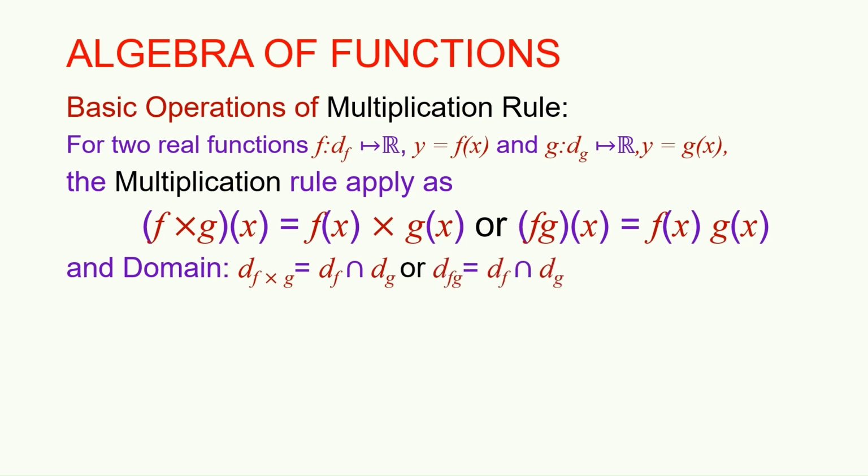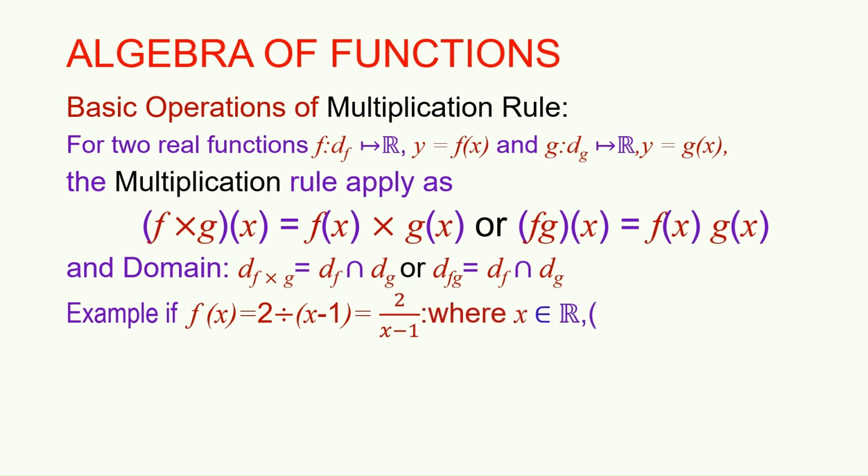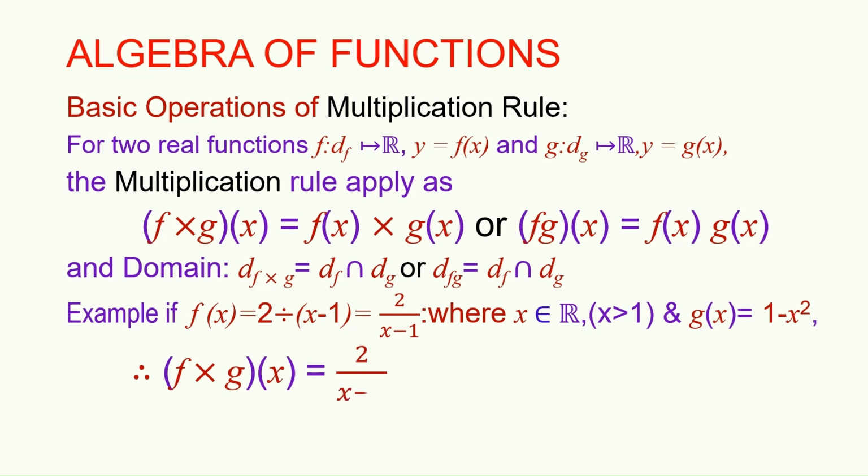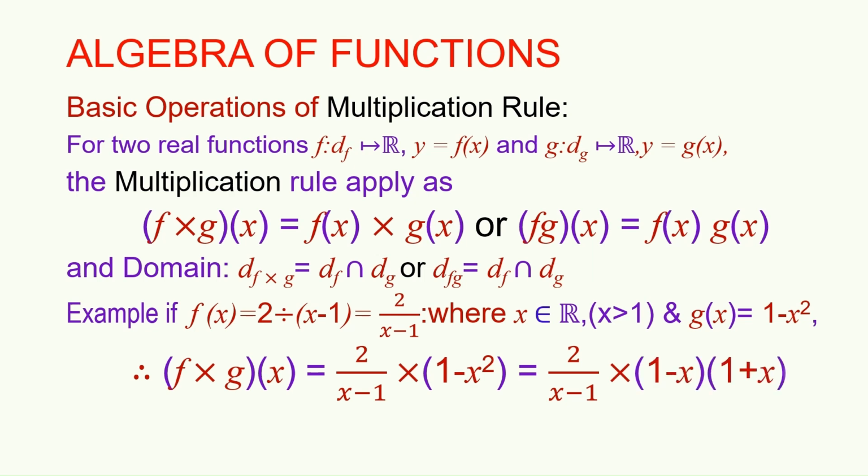Example: if f(x) equals 2 divided by x minus 1, where x is an element of the set of real numbers where x is greater than 1, and g(x) equals 1 minus x squared. Therefore, f times g of x equals 2 divided by x minus 1 times 1 minus x squared. Or, fg(x) equals minus 2 times x plus 1.